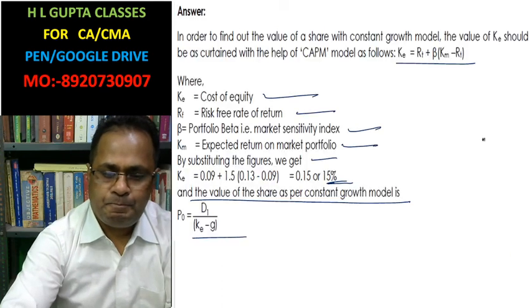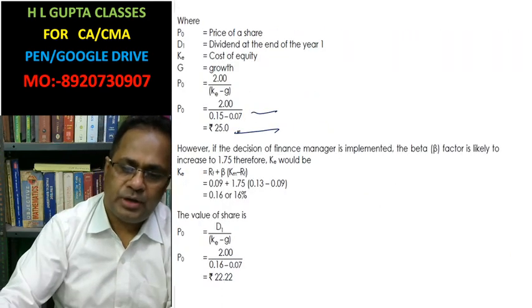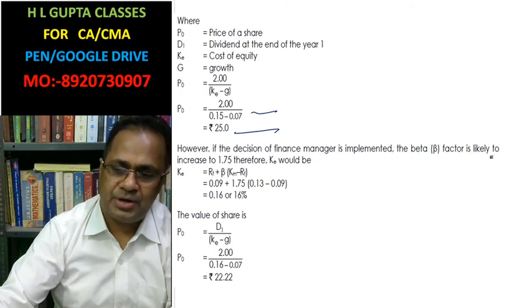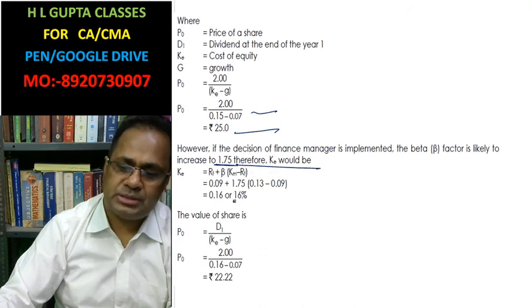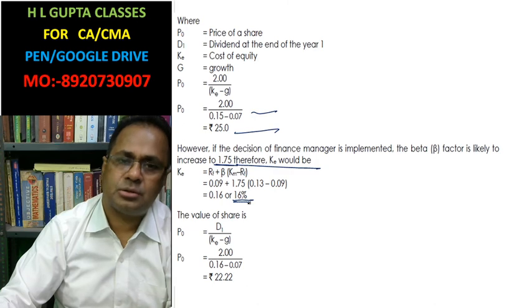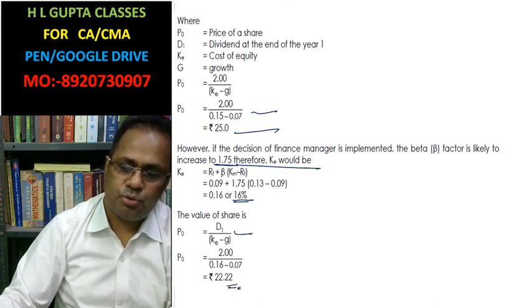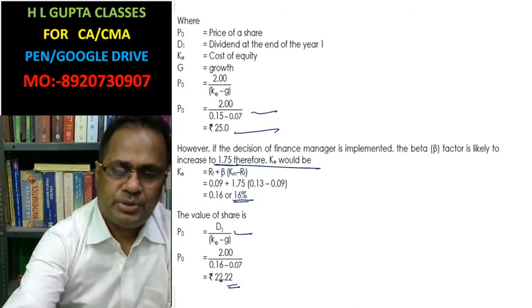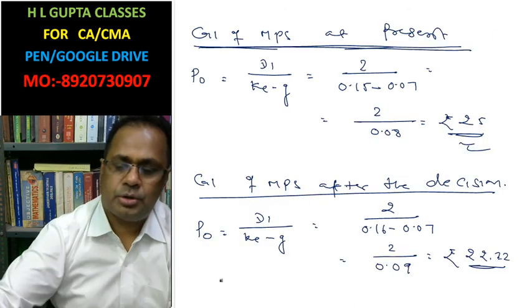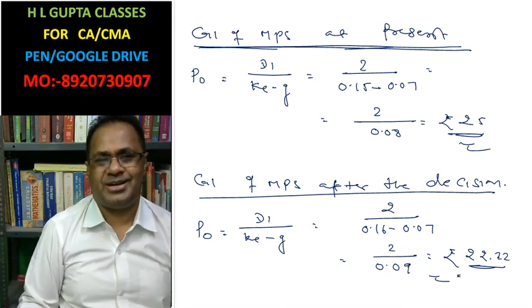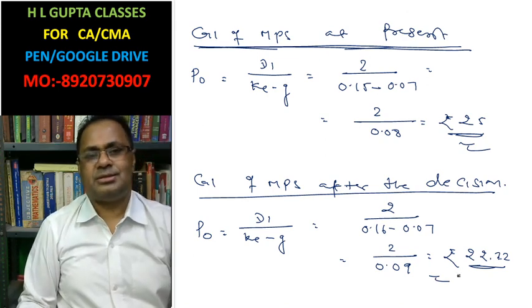However, if the decision of the finance manager is implemented, the beta factor is likely to change to 1.75. According to this, the cost of equity is 16%, which we have already calculated by applying CAPM. Using the formula, the value is 22.22. Okay, this question is completed. Thank you class.